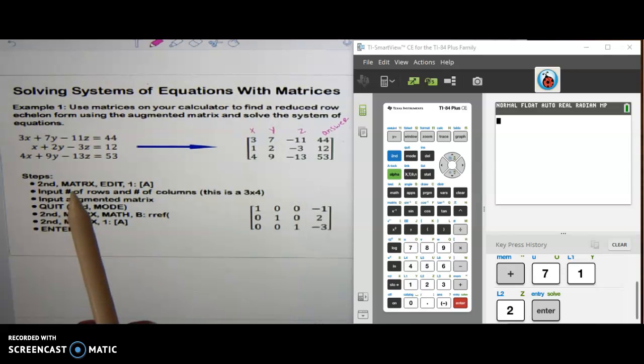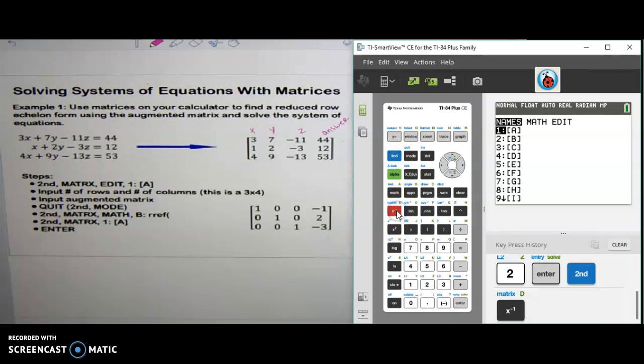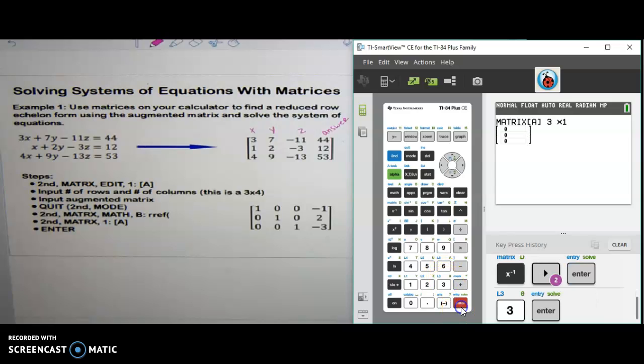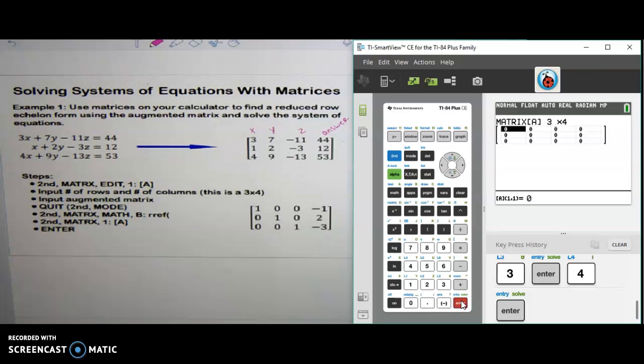So what you're going to do is the first directions here. You're going to hit second, which is the blue key here, and then you're going to go to matrix. Once this screen pops up, you want to go over to edit. And we're going to edit A here. So I'm going to hit enter. So that's what we did in this first part here. And then it says input the number of rows and the number of columns. So this is a 3 by 4, so we're going to hit 3. You hit enter, and then 4, and then enter, and it'll bring you down to your matrix.